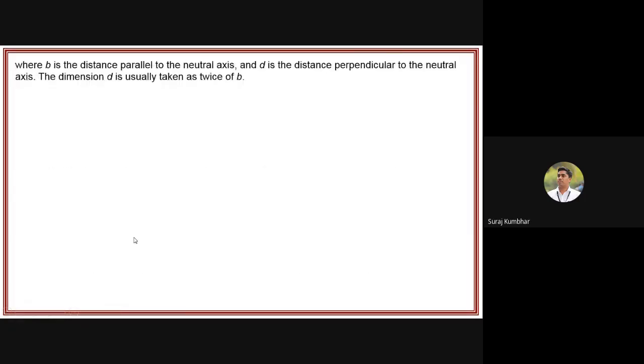B is the distance parallel to the neutral axis, and D is the distance perpendicular to the neutral axis. The dimension D is usually taken as twice of B, so D is equal to 2 times B. Now for an elliptical cross section, how will you find the bending moment?